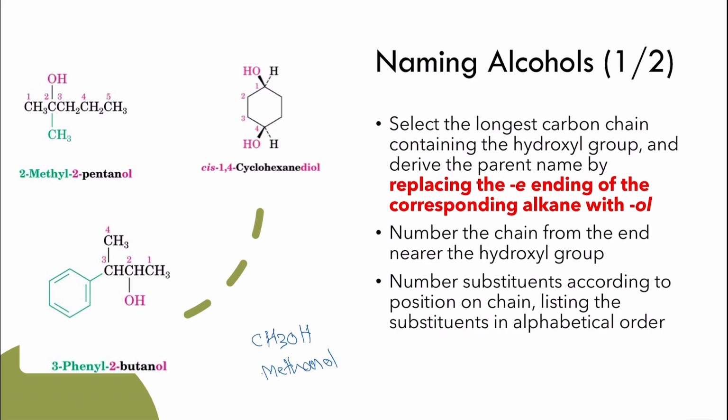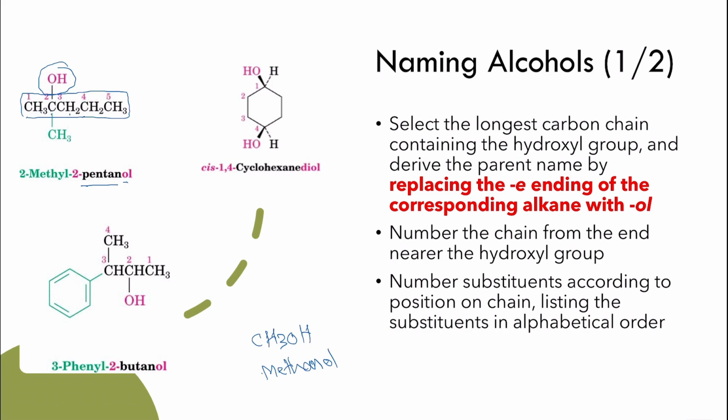Let's look at some examples. So if we have other substituents, then we're going to deal with it normally. We're going to start off by numbering the carbons in the longest chain. So this is 1, 2, 3, 4, 5. This is going to be called pentane. And then we look at the hydroxyl group. What is the hydroxyl group? It's on carbon number 2.